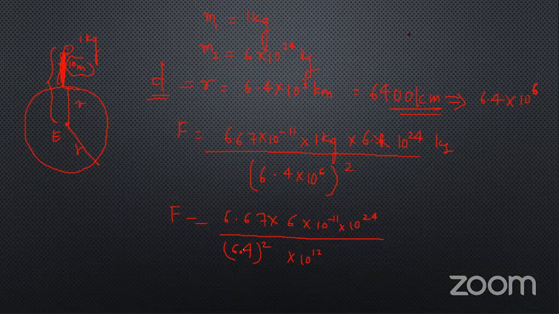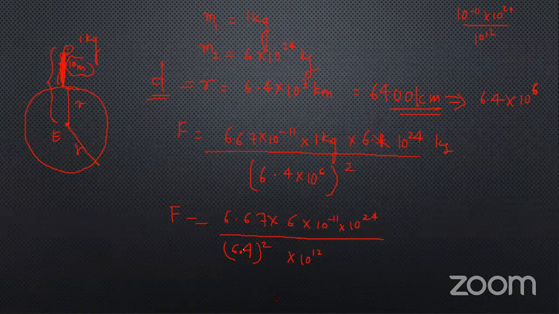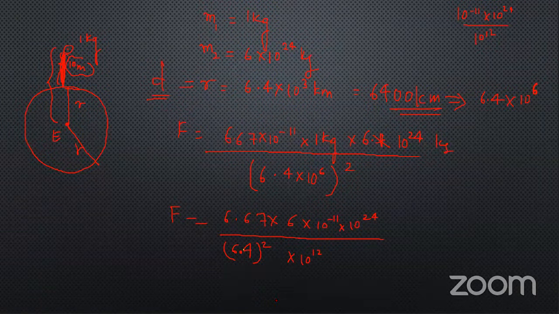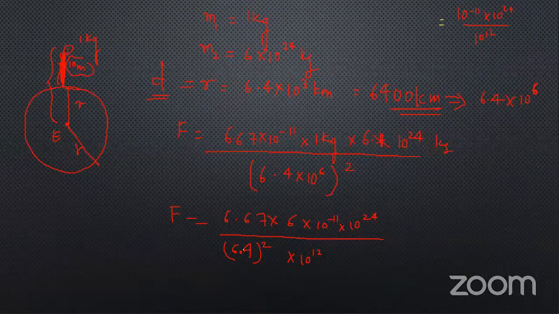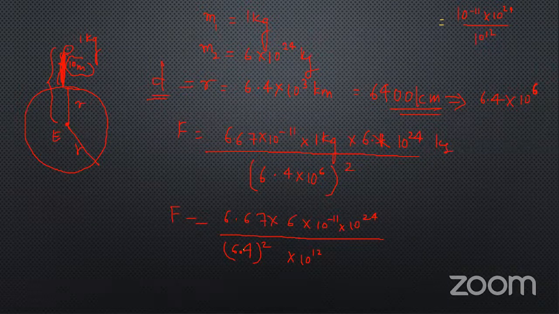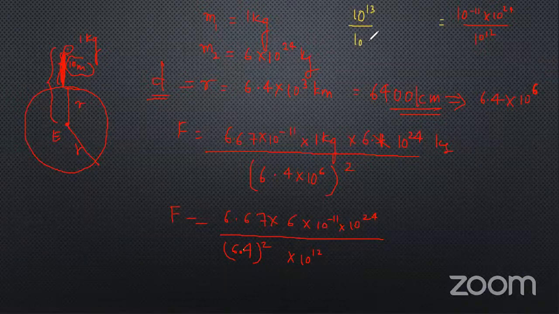How to solve it, guys? Do you know how to solve 10 to the power minus 11 into 10 to the power 24 divided by 10 to the power 12? Tell me quickly. Yes, the powers get added for multiplication. When you add minus 11 and 24, you will get 13. So 10 to the power 13 divided by 10 to the power 12 gives 13 minus 12 because it's divided, 10 to the power 1, right?